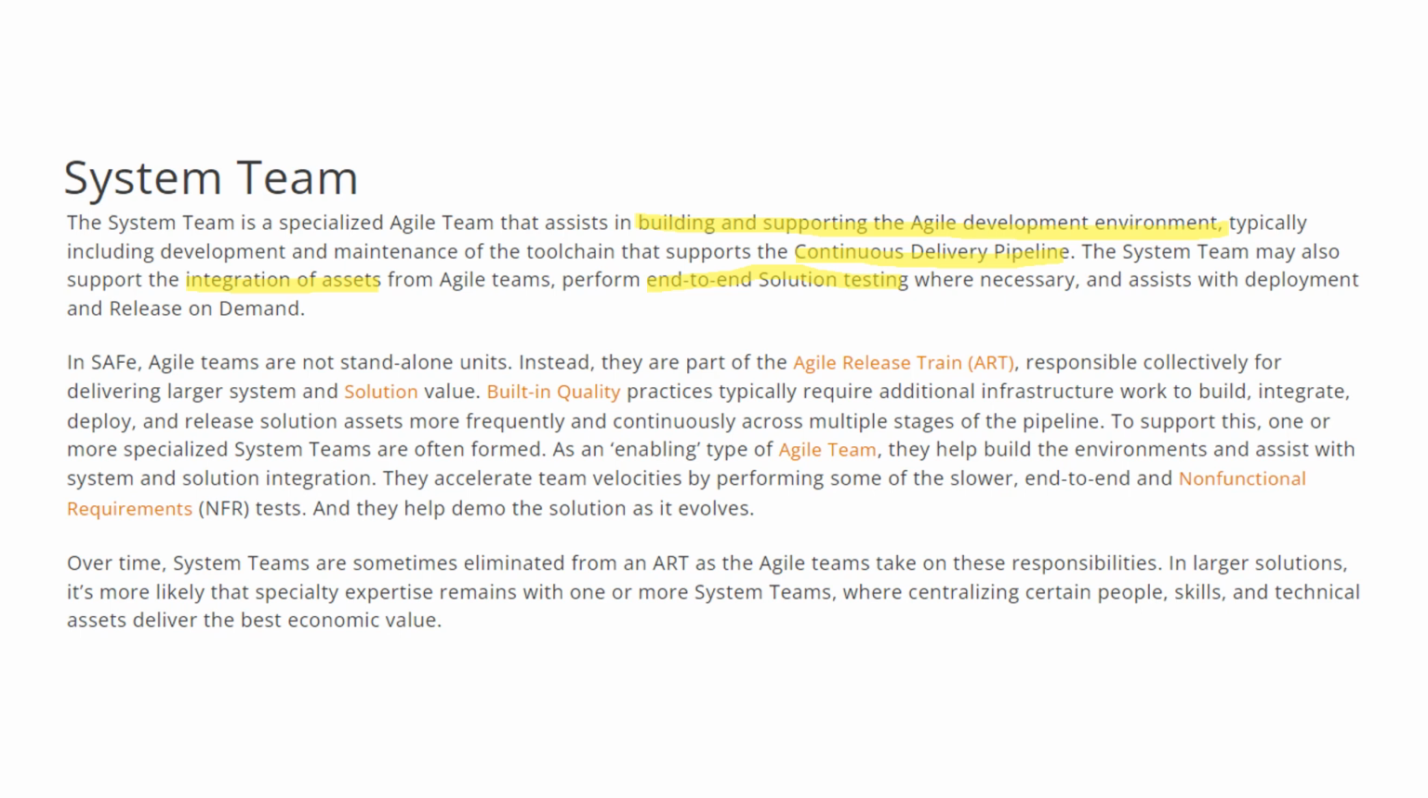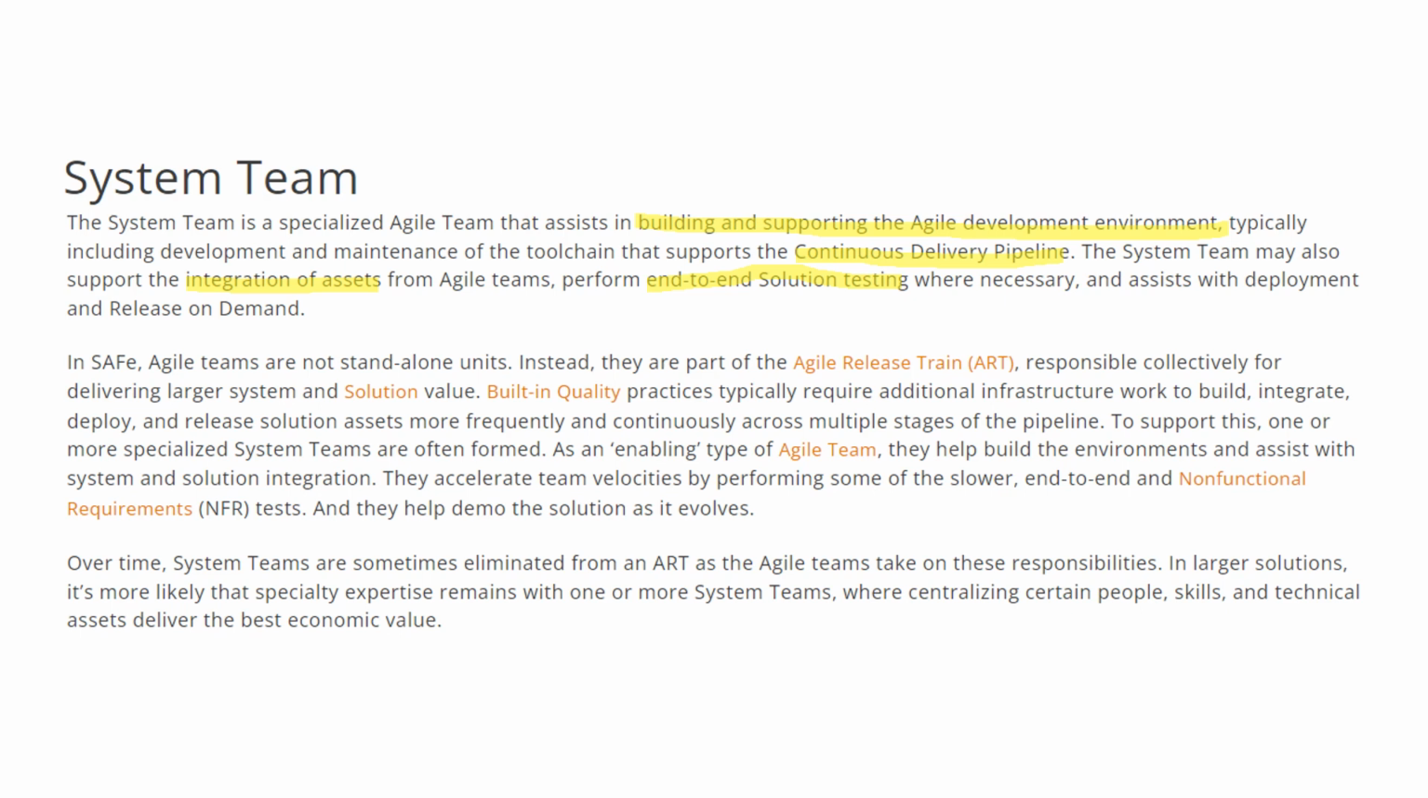To support this, one or more specialized teams are often formed as an enabling type of agile team. They help build the environments and assist with the system and solution integration. So that is where the system team becomes more powerful. They accelerate team velocities by performing some of the slower, end-to-end and non-functional requirement tests, right? They help demo the solution as it evolves, right? So that's the importance. That's what it means to be a system team, right?